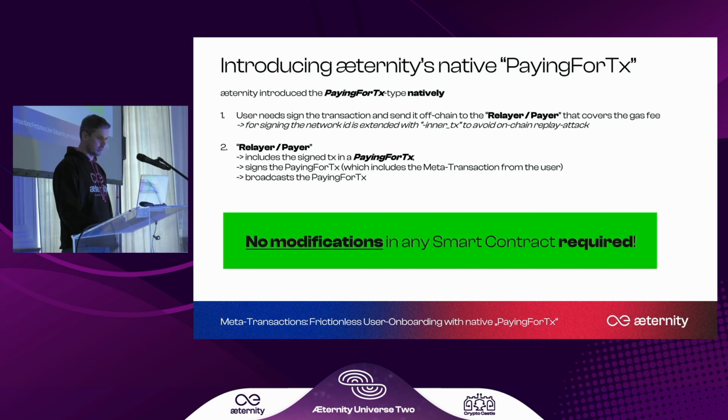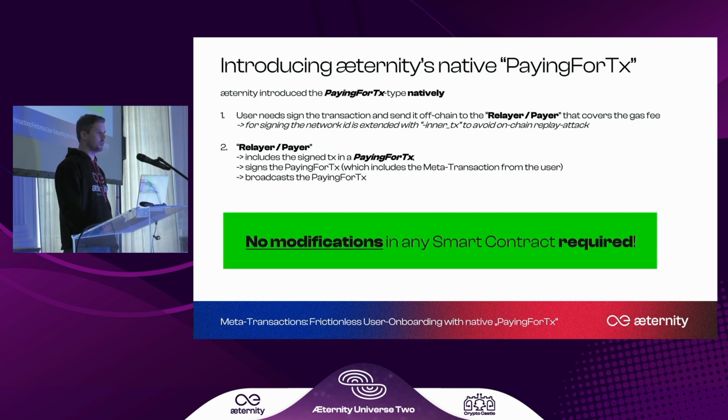But how is that different from what we provide? We have that paying-for transaction type natively, which means the protocol supports it out of the box. You can just sign any transaction you want on the blockchain. You just have to sign it in a specific way to avoid on-chain replay attacks. So there's a difference in how to sign the transaction. But if you sign it that way, you can move the transaction to some relayer who then wraps it into the paying-for transaction type, signs this transaction and broadcasts it to the blockchain.